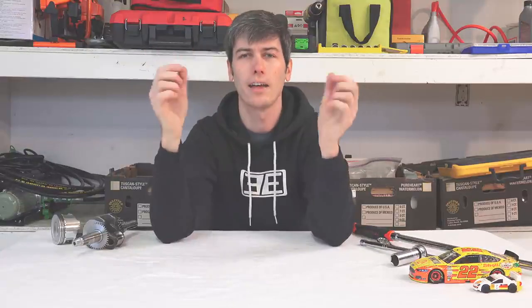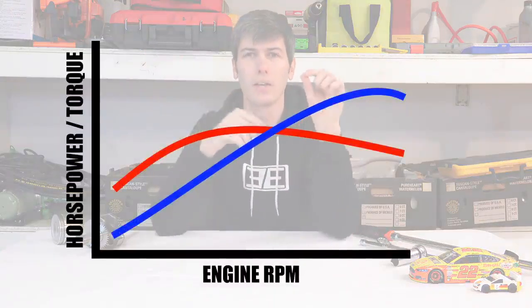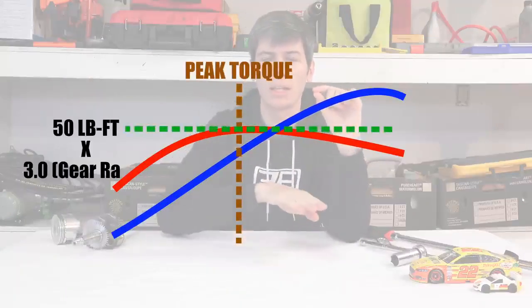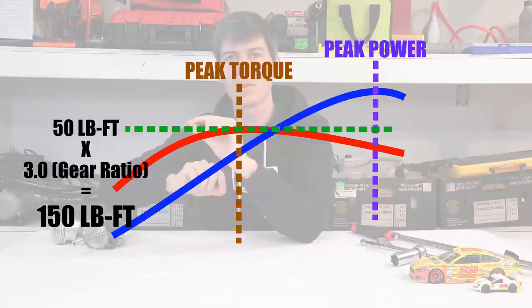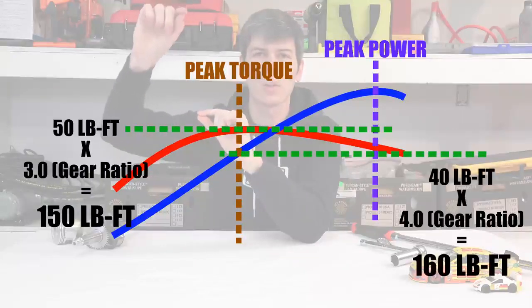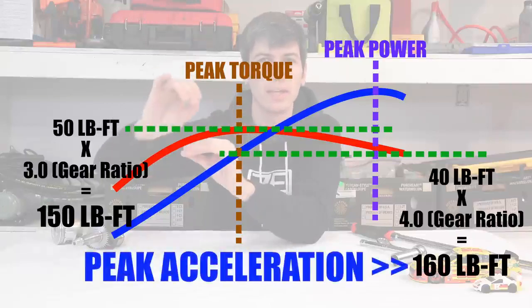So why is that? Well, that's because you're multiplying your torque by the gear ratio. So you have peak torque multiplied by a lower gear ratio versus a lower torque but multiplied by a significantly higher gear ratio at peak horsepower. That will give you your peak acceleration.